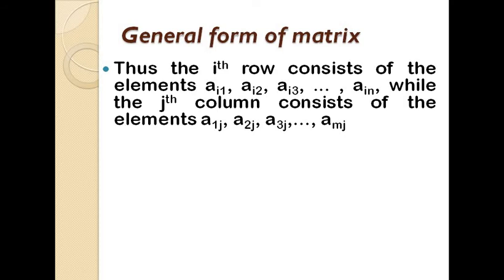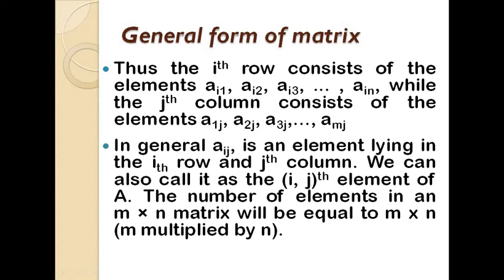Next, the ith row consists of elements Ai1, Ai2, Ai3, and the last element of that ith row is Ain, while the jth column consists of elements A1j, A2j, A3j, up to Amj. Here you can see that the column number j is fixed, but the row number is varying from 1 to m.